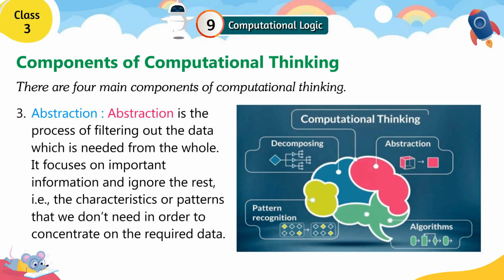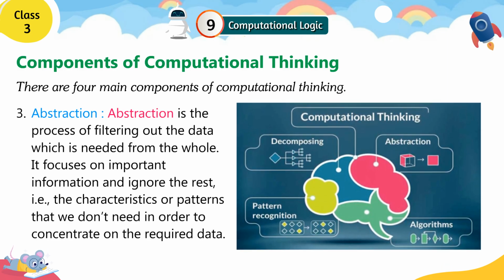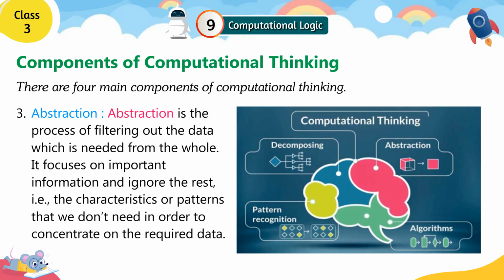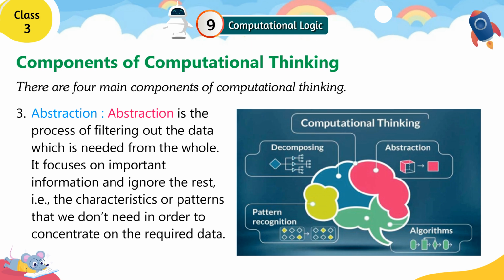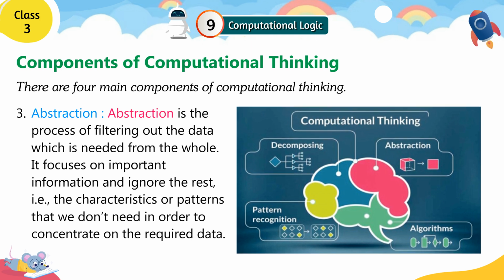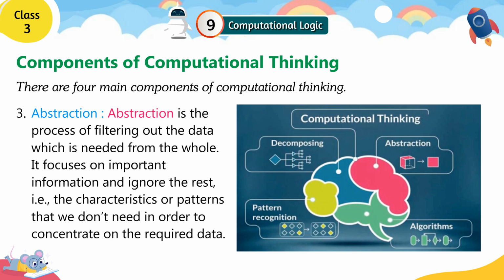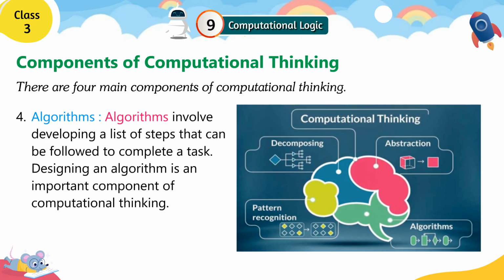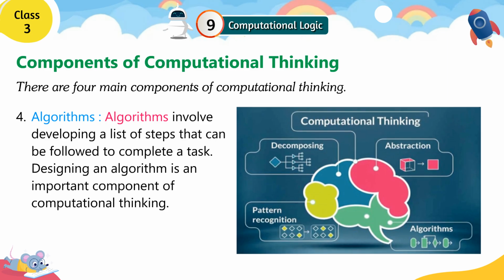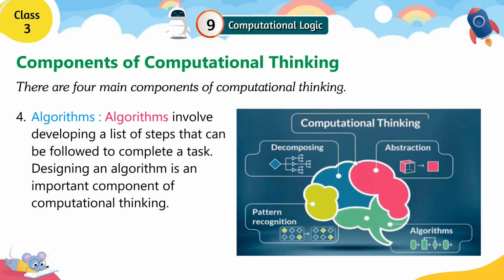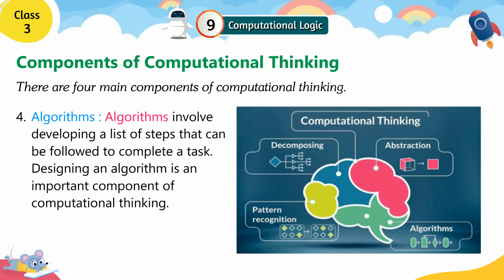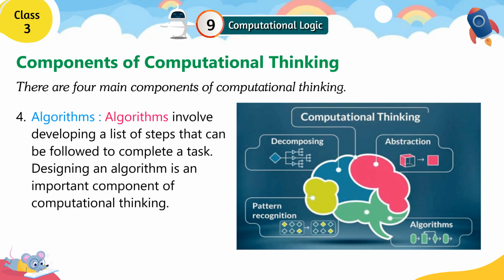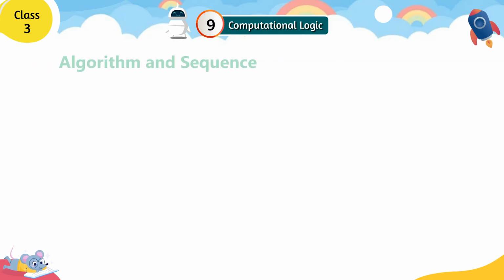3. Abstraction. Abstraction is the process of filtering out the data which is needed from the whole. It focuses on important information and ignores the rest, i.e., the characteristics or patterns that we don't need, in order to concentrate on the required data. 4. Algorithms. Algorithms involve developing a list of steps that can be followed to complete a task. Designing an algorithm is an important component of computational thinking.